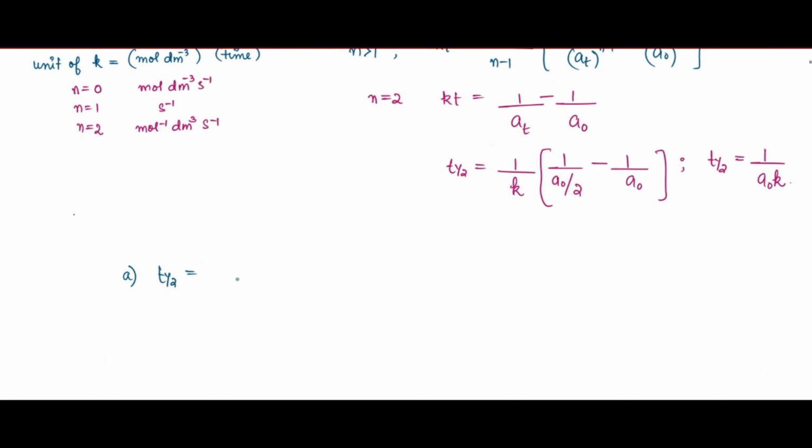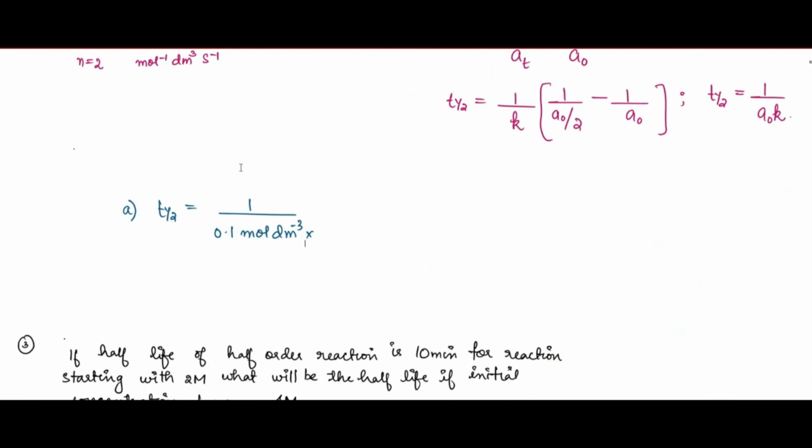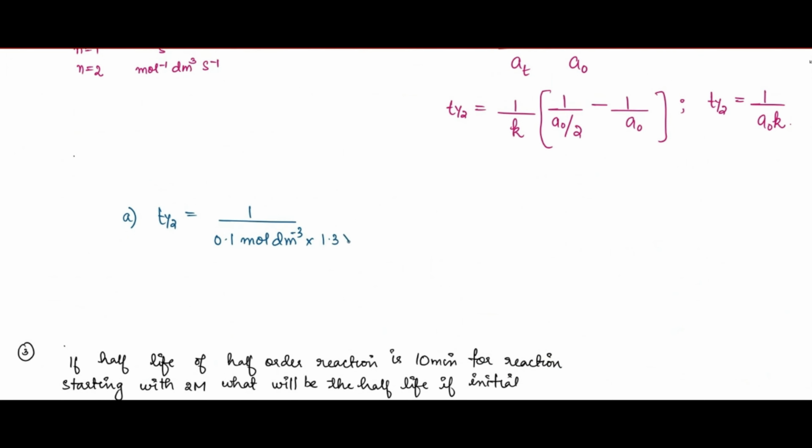T half is equal to 1 by A0. How much are we to take? 10 to the power minus 1, right? 0.1 molar, mole per decimeter cube, into the rate constant, 1.3 into 10 to the power 11. Second order, so the unit is decimeter cube per mole per second. Now you look: mole per mole cancels out, and decimeter cube per decimeter cube cancels out. Solve this.